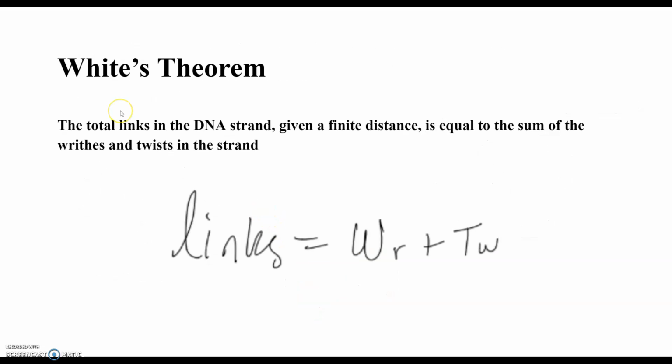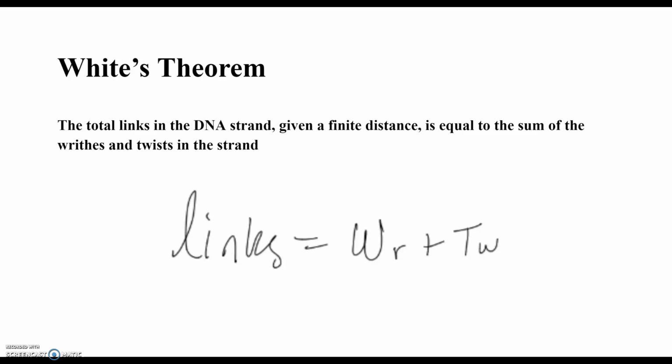So now we're going to go into White's theorem. What White's theorem does, really, is link the physics that we knew before with the biology we just understood now, with the DNA. So what scientists did, by understanding the torques and the twists and turns that are responsible for the supercoiling, they found White's theorem. And what this White's theorem tells us is that the link in the DNA, or how many times each strand crosses through that surface, is equal to the number of writhes plus the twists in a finite distance.